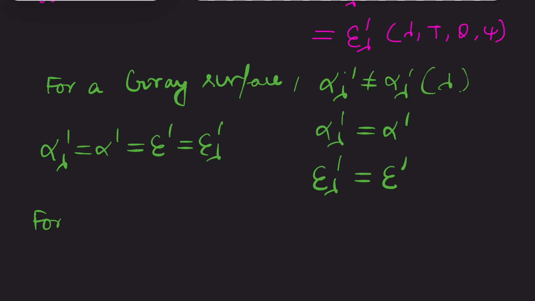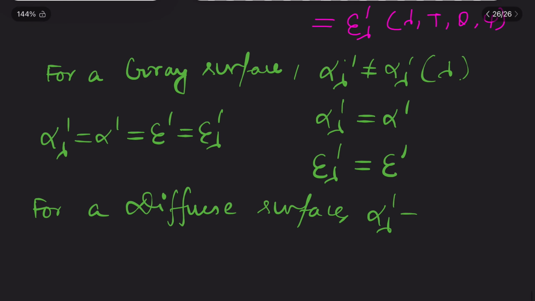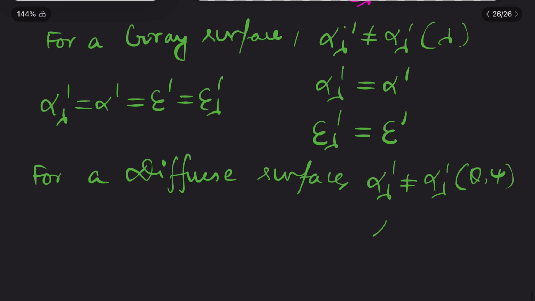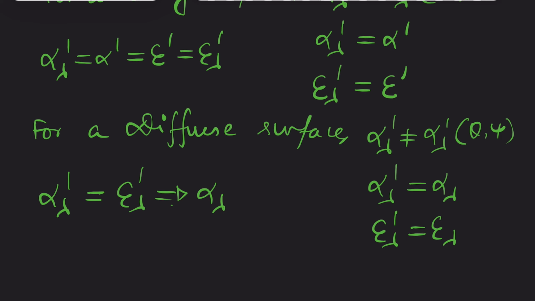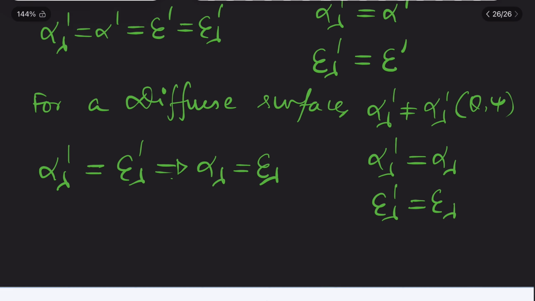For a diffuse surface, my alpha lambda dash is not a function of theta comma psi. That means alpha lambda dash is as good as alpha lambda, and epsilon lambda dash is as good as epsilon lambda. That means alpha lambda dash is equal to epsilon lambda dash. This is my Kirchhoff's law. So for a diffuse surface, alpha lambda is equal to epsilon lambda.